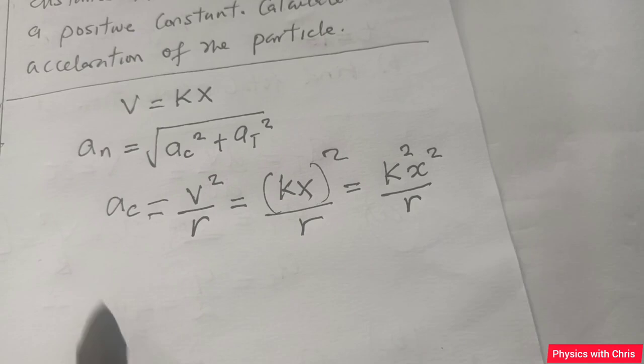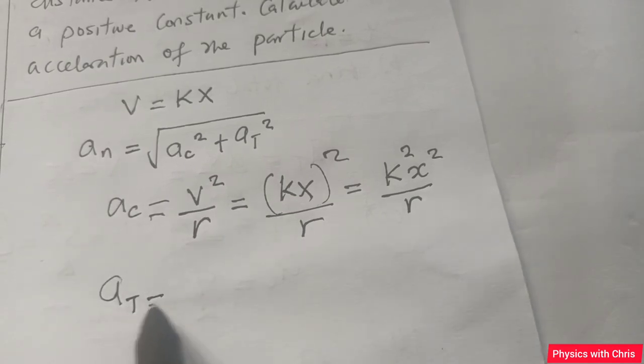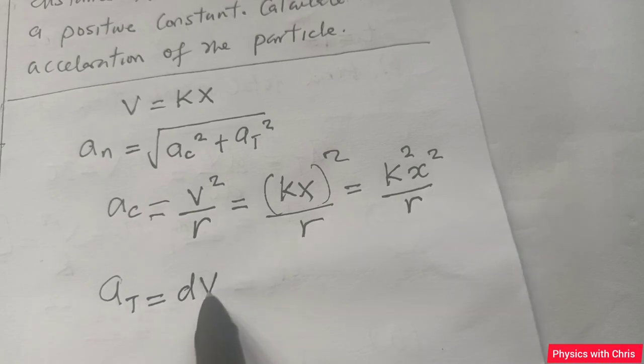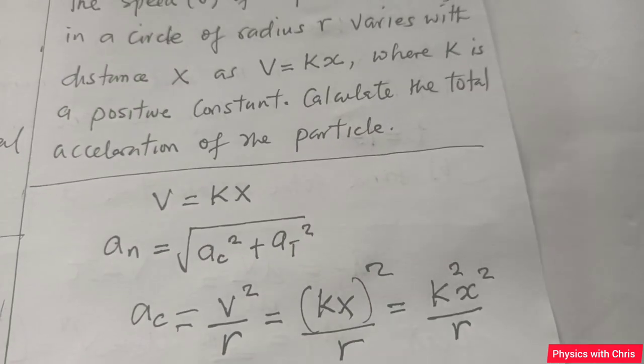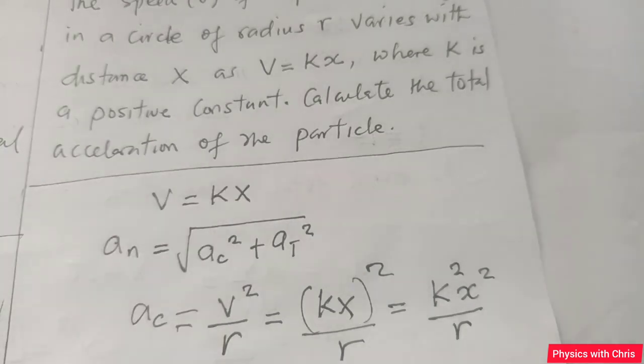Then for the tangential acceleration, it is given by the derivative of the speed with respect to time. Now you can see here that the speed v is a function of the displacement. It's not a function of time. So how do you differentiate this with respect to time when v is not a function of time?